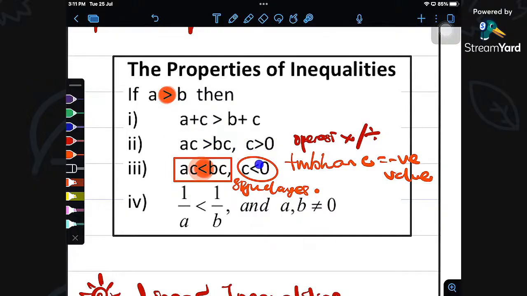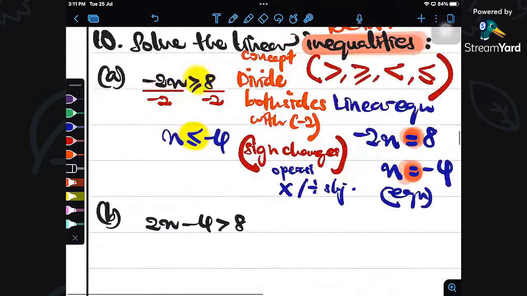It's only when the sign is a negative value that the sign changes. Whether it's times or division, it's the same thing. Just imagine that this is a C value. You're trying to divide with something. So basically these are the answers.